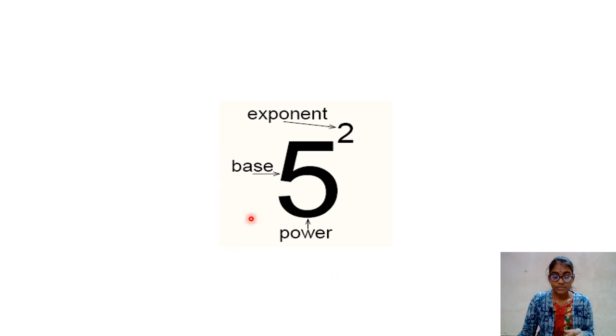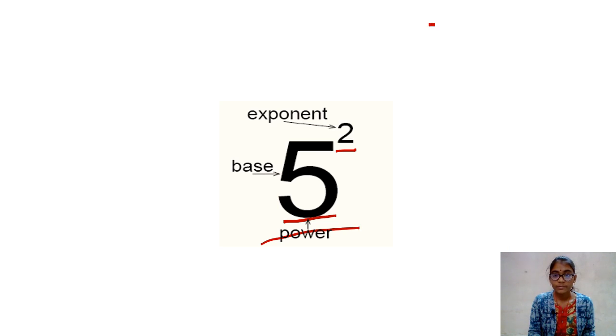Just observe this image. You have 5 square, right? You can observe 5 square. This 5 is called as base. This 2 is called as exponent. This whole term 5 square is called as power.